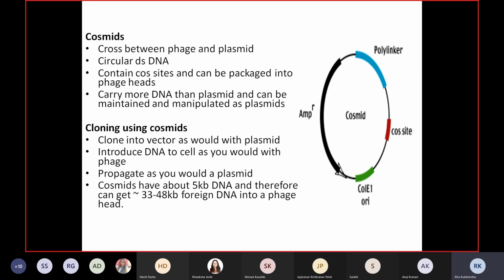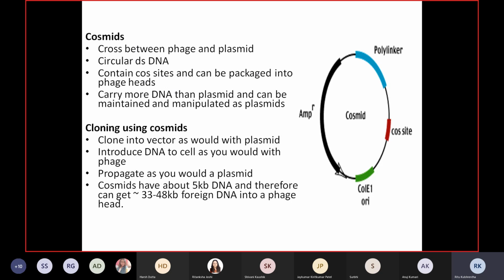In this case, we are fooling the phages, in the sense that they don't care what is present inside. Just because the cos site is present, anything inside can actually enter the phage head, and then we can maintain it. So again, going through the points, it is a cross between phage and plasmid. It's a circular DNA, and the cos sites are present, which are utilized for packaging inside the phage heads. And they have considerably higher cloning capacity compared to plasmid or phage alone.